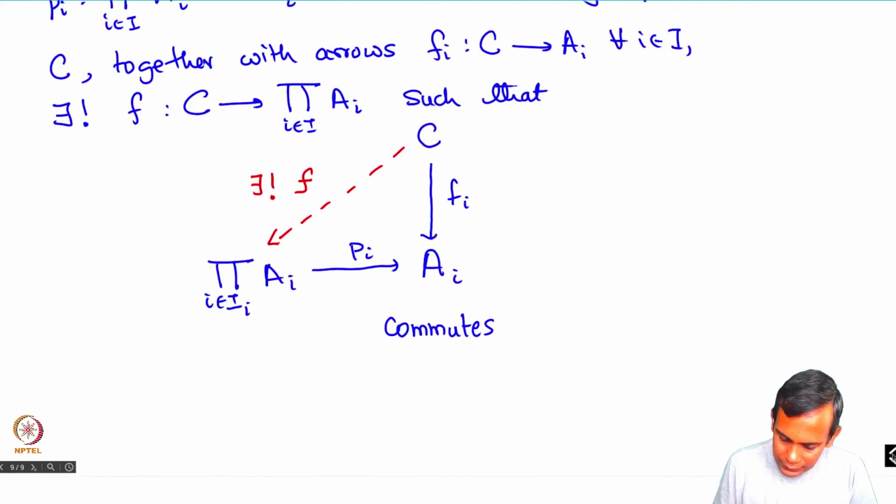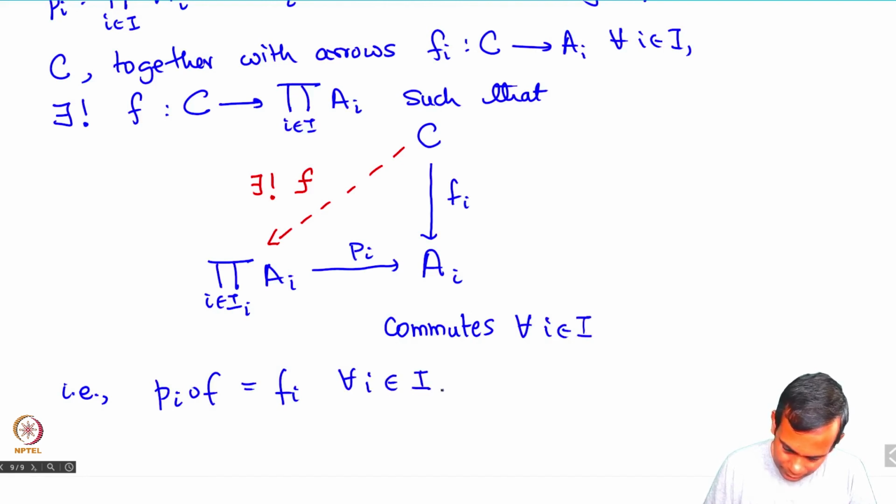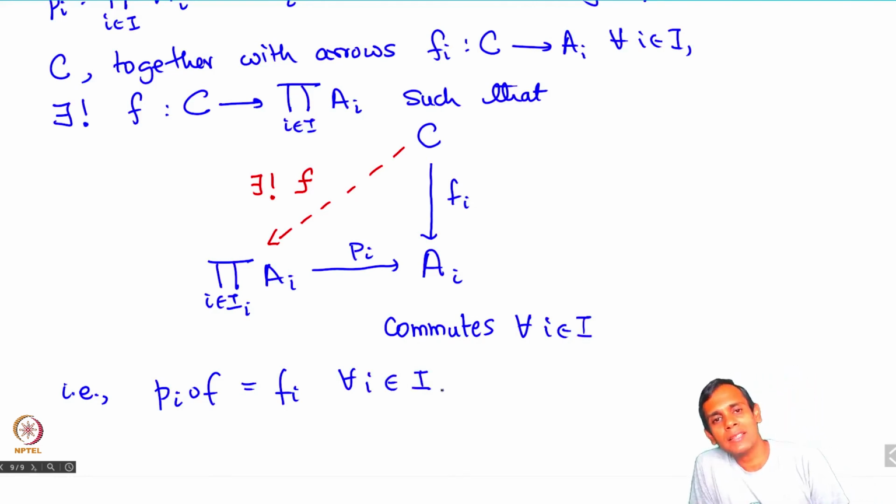Okay, in other words, we are saying that pi circle f is equal to fi for all i. So we want to say for all i in I, this diagram commutes. And you can check that in the category of sets, again, the product is the Cartesian product of a family of objects.